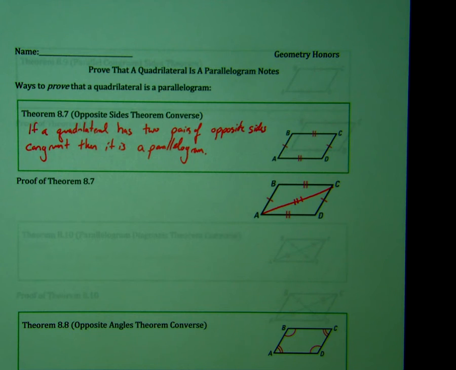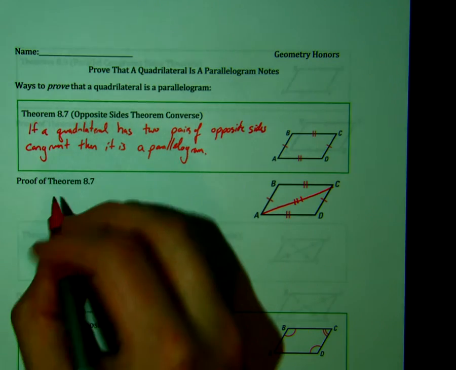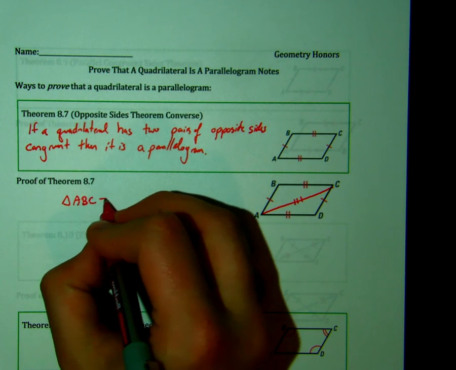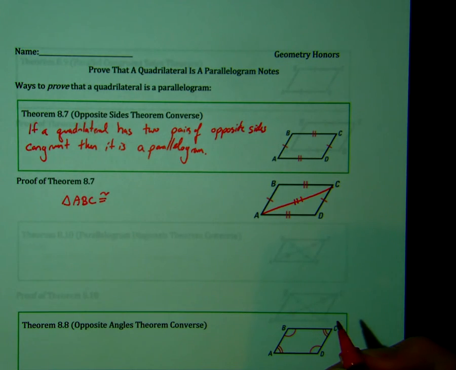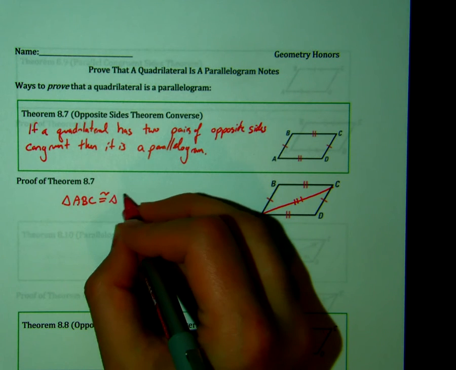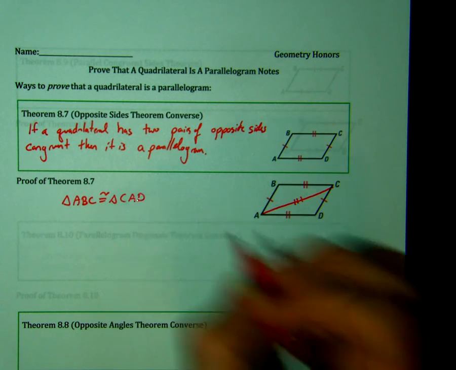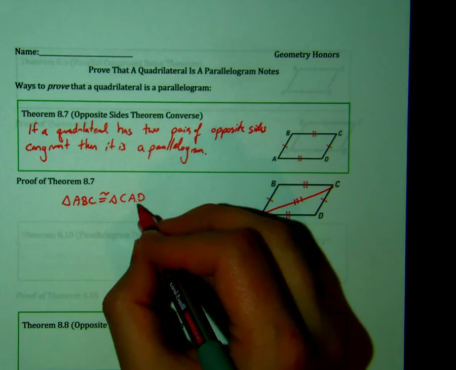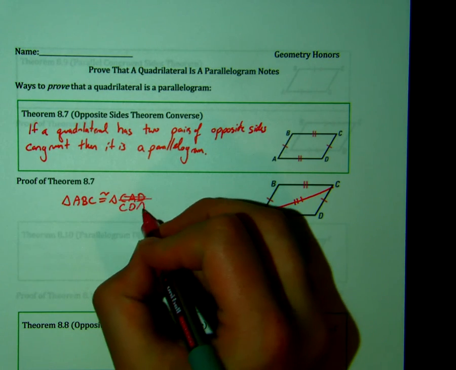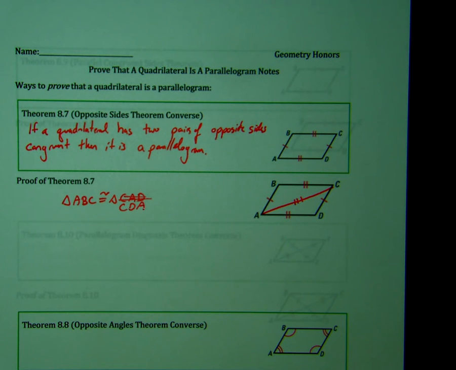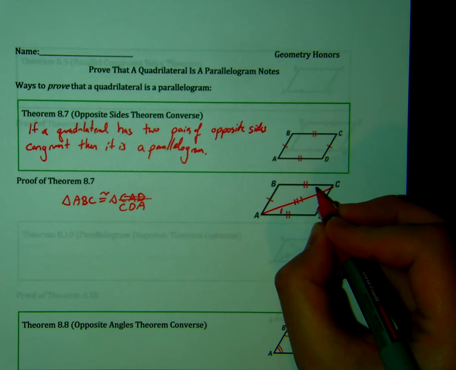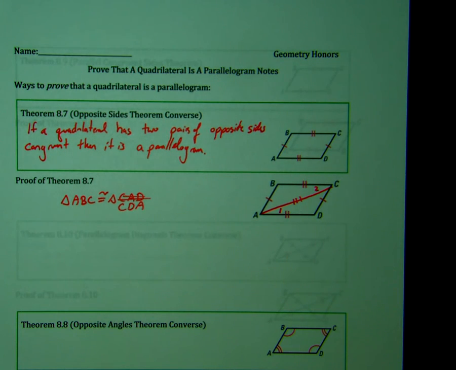So if you draw in that diagonal, you can see here that triangle ABC is congruent to triangle CAD. Okay? Oh wait, ABC, excuse me, CDA. Alright, be careful with the naming there. And so I'm going to just kind of run through this. I'm not going to write a two-column proof here. I'm just going to try to write down the steps just so you can see where it comes from.